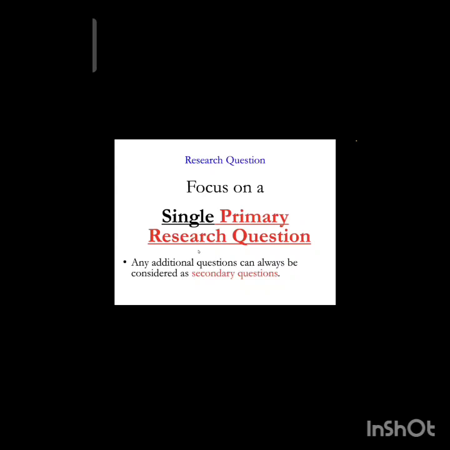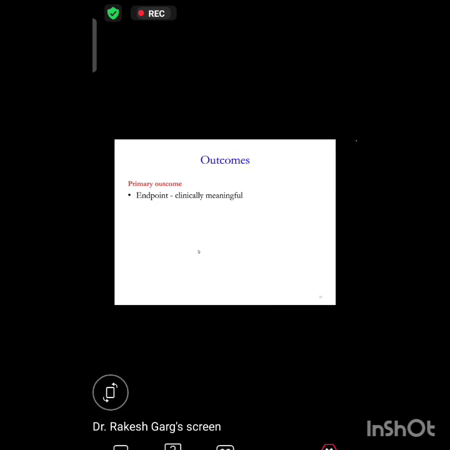Those only can be taken as secondary research questions, and that should be directly related to your primary research question. Similarly, once you have defined your research question, you have your objectives ready, your outcome should also be ready, because in PICOT, we are measuring what outcomes we are looking for. So your primary research question should have a primary outcome that is measurable, that is clinically meaningful. You can observe them. It will change your practice, and this also defines your sample size.